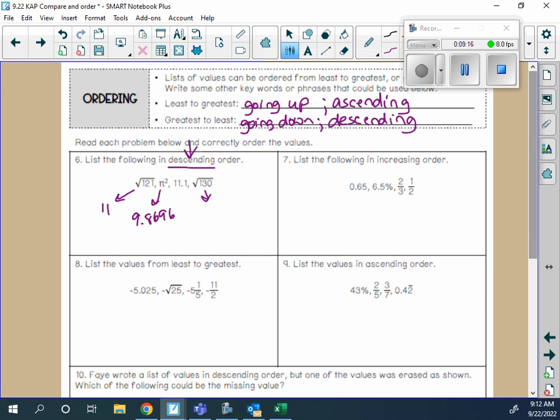And now do square root of 130. I get 11.42. Okay? All right. Now we can actually order them. Descending. So we want it from greatest to least. So which one is the most? Square root of 130. Then what? 11.1 would be second, square root of 121, and then pi squared.